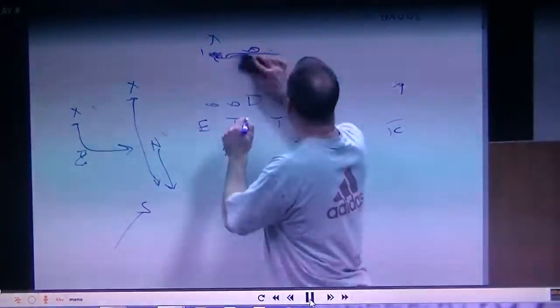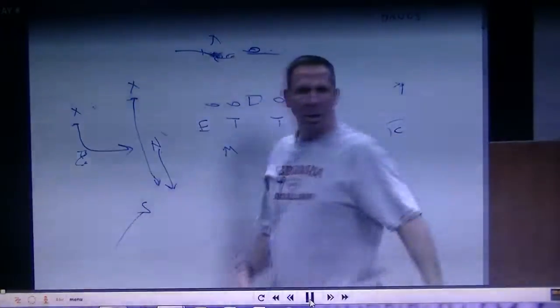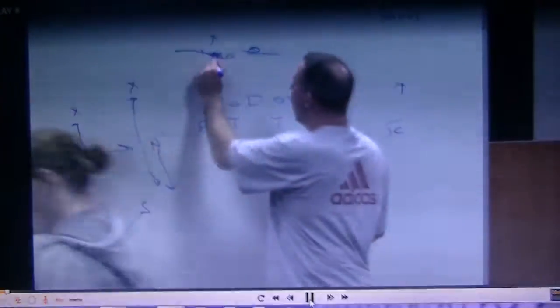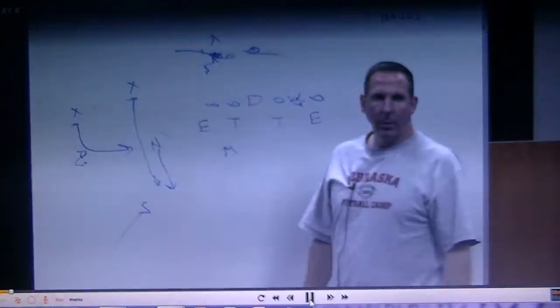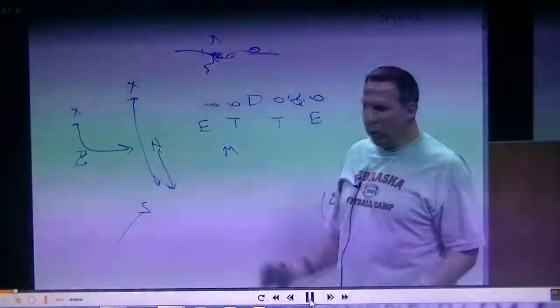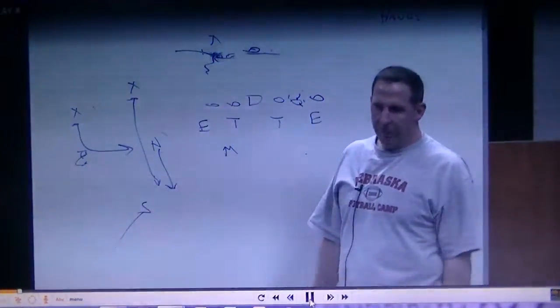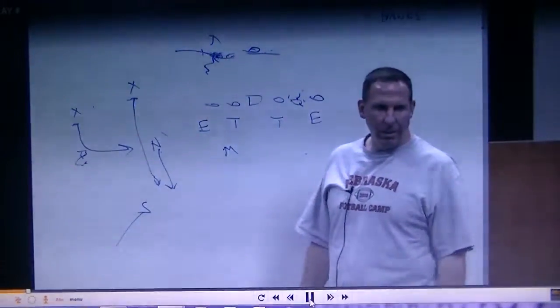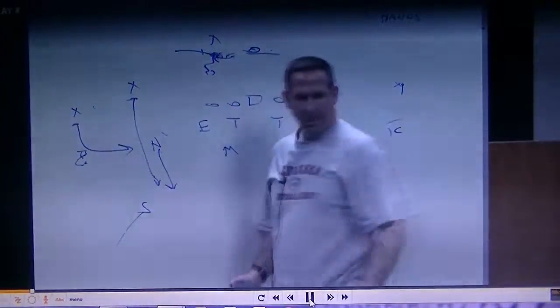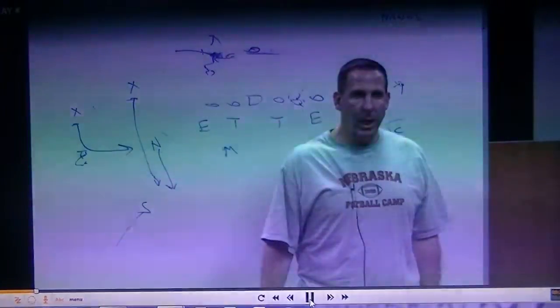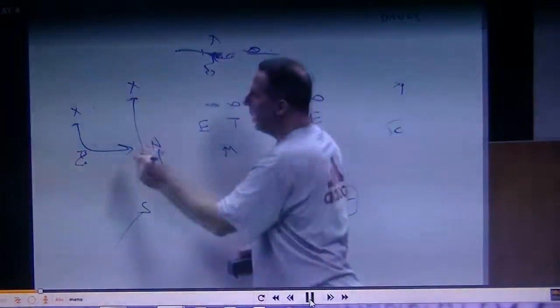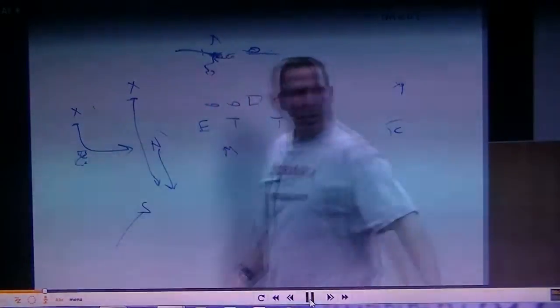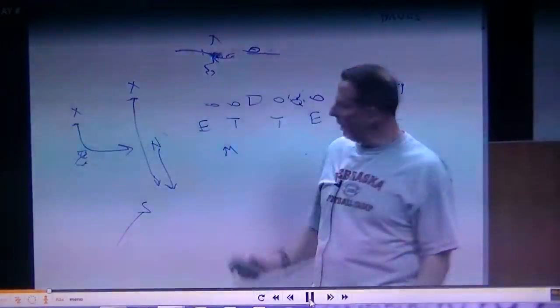If I see the back do that, or even check, who do I have help from now? Who's inside of me now? The mic. So am I going to be thinking the same way? So if he checks, I'm going to play him straight up, head up. If he goes wide, I'm going to be working a little bit more to the outside. Because I know the mic's coming with me.